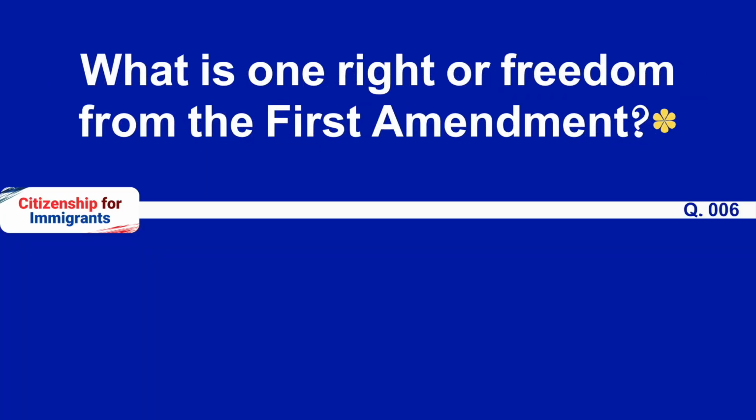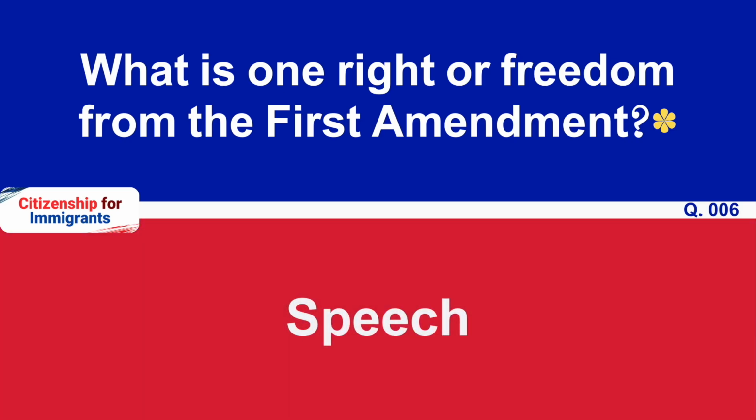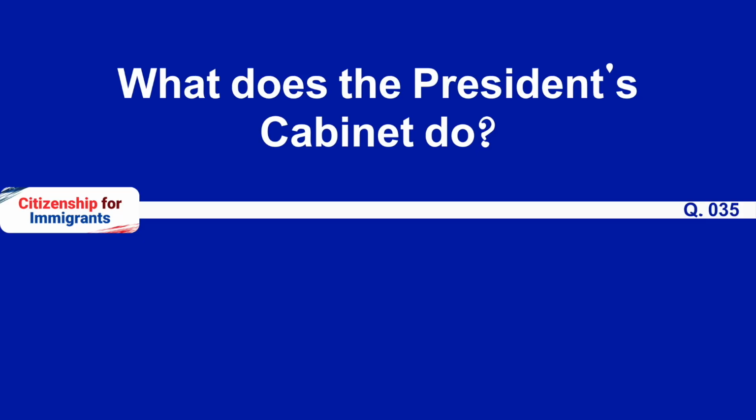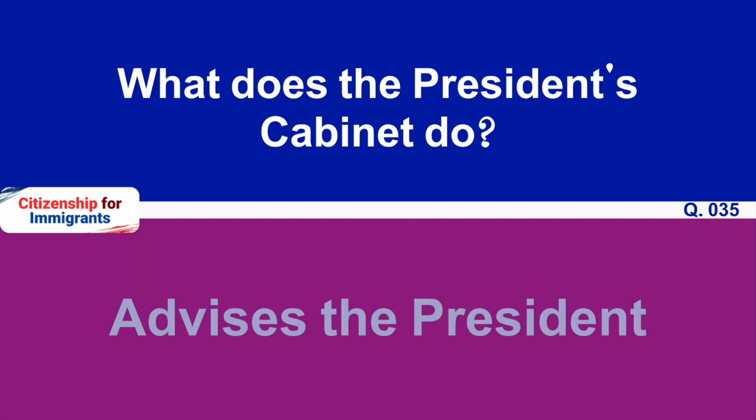What is one right or freedom from the First Amendment? Speech. What does the President's Cabinet do? Advises the President.